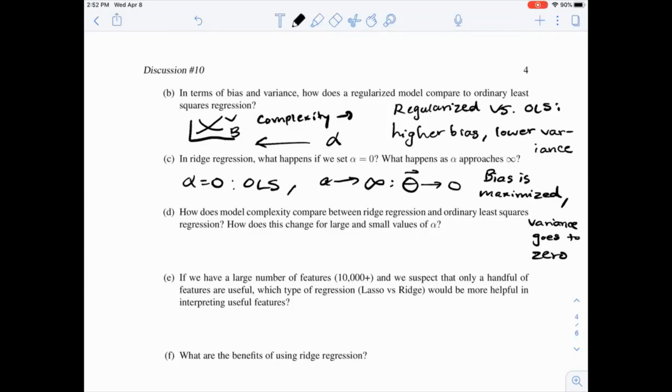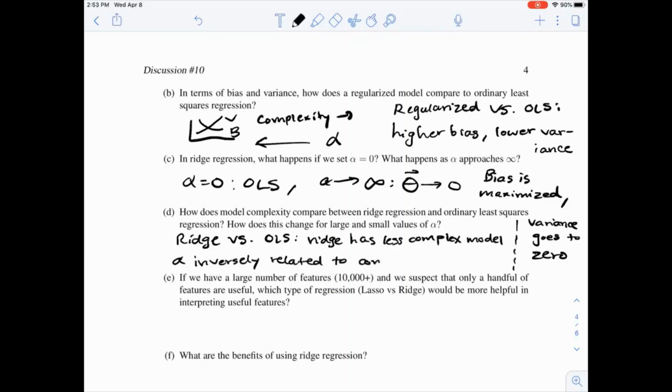All right, how does model complexity compare between ridge regression and ordinary least squares regression? How does this change for large and small values of alpha? Alpha is penalizing complexity. So ridge versus OLS: ridge is a less complex model. We know that alpha is penalizing complexity, so alpha is inversely related to complexity, as I said many times before. So for large values of alpha, we will have an even less complex model. And for smaller values of alpha, we'll have a slightly more complex model in ridge regression.